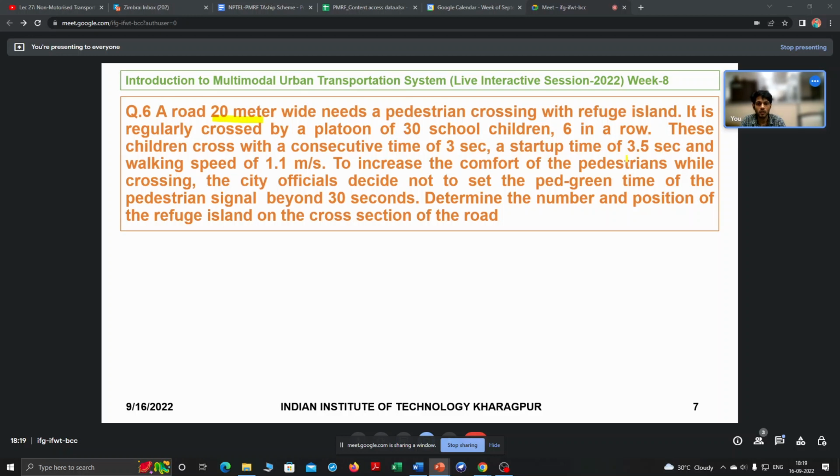Now your pedestrian green time has been given as 30 seconds. And the rest of everything is given, so you can calculate your width, that number of pedestrians, how much time, at 30 seconds, what is the amount of road width that they are actually crossing. Then based on that you need to decide the number and position of refuge island, right? So you calculate and tell me, because I think it is very easy to calculate.